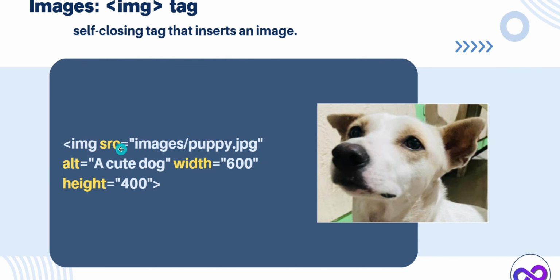The src is where you can place your file path or the URL of your image. The alt is an alternative text shown in case your image can't be loaded. This also helps with accessibility. The width and the height control the display size of your image. So this is an example of our img tag showing this cute puppy over here.